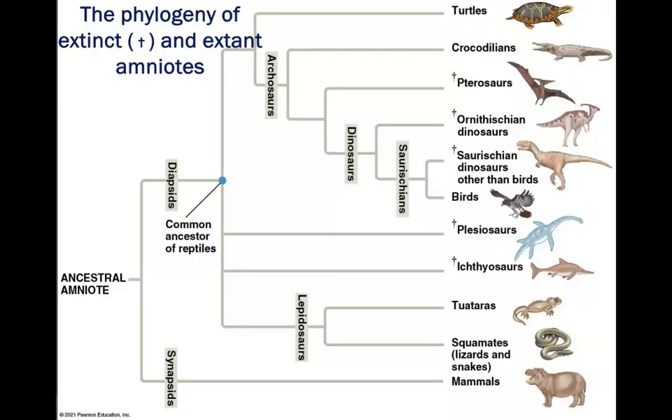This diagram represents the current phylogeny of both extinct and extant amniotes. Note the presence of an ancestral amniote that then diverged into the diapsids and the synapsids. The synapsids eventually led to the evolution of mammals, while the diapsids led to both extinct and extant species and representatives such as the turtles, crocodilians, birds, as well as the lepidosaurs such as tuataras and squamates. Also note the presence of the extinct species, which are denoted by the cross.